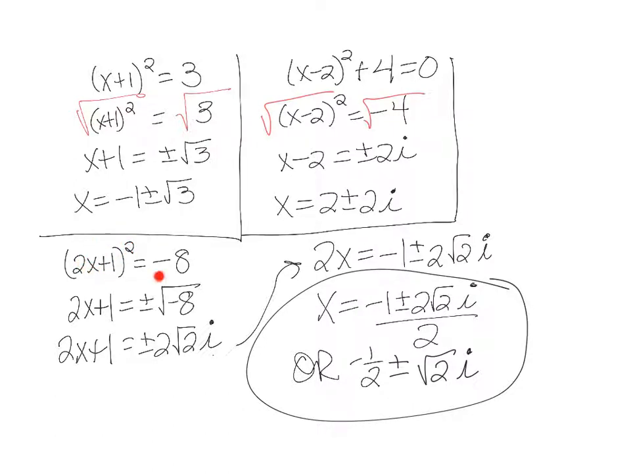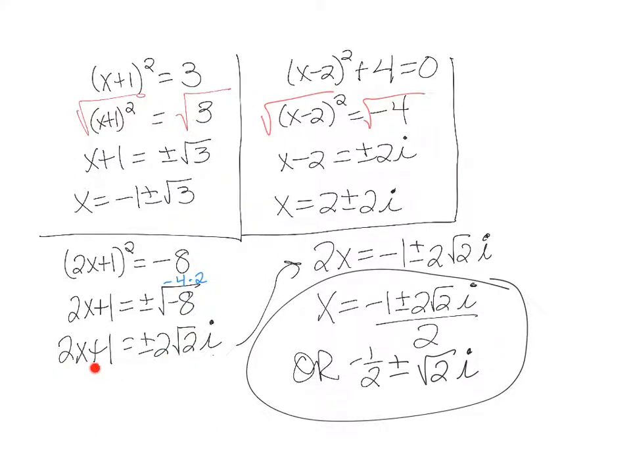Blob squared equals negative 8. Take the square root of blob squared, you get the stuff inside the blob. Take the square root of this dude, I have to write plus or minus. This 8 is 4 times 2. So the square root of the minus gives me the i. Square root of 4 gives me a 2. Square root of 2 is just square root of 2.